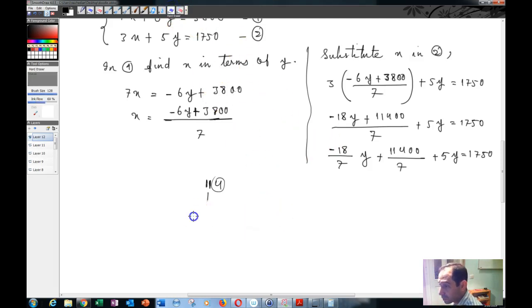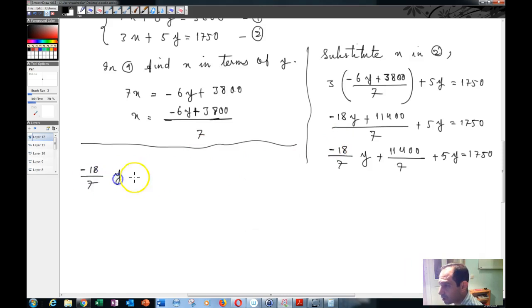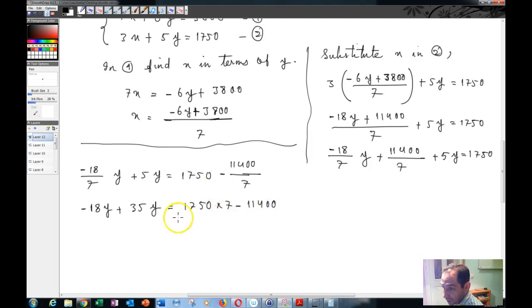So what you can do is simply add these together somehow. So you have negative 18/7 y plus 5y is equal to 1750 minus 11,400 divided by 7. And if you multiply everything by a factor of 7, you will get rid of the 7 in the denominator. So you'll get negative 18y plus 35y is equal to 1750 times 7 minus 11,400.